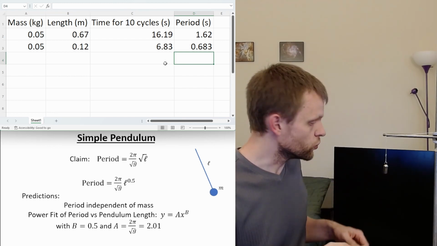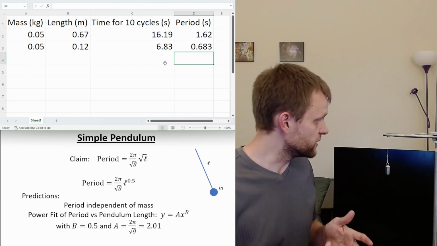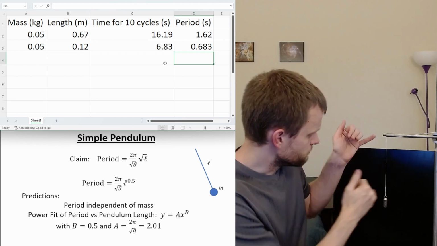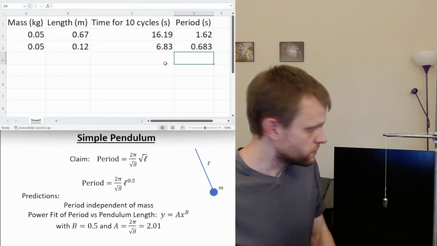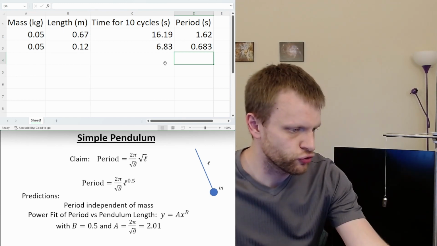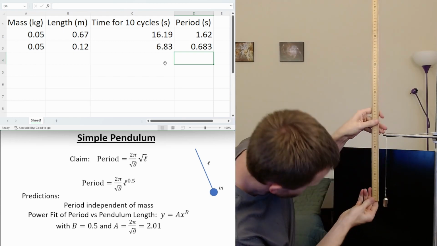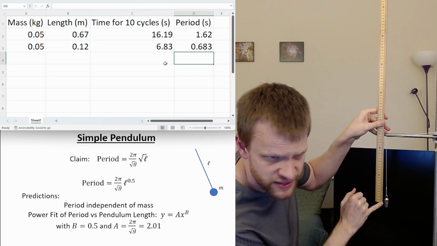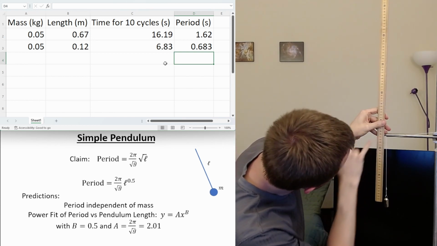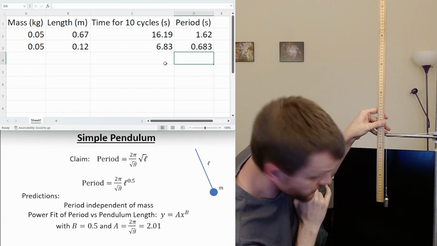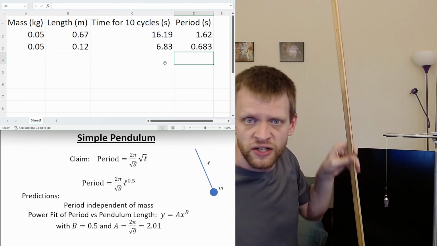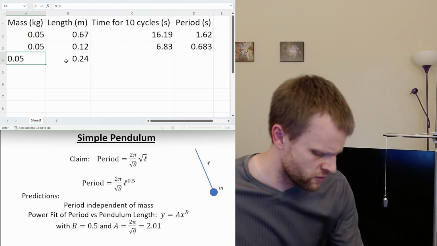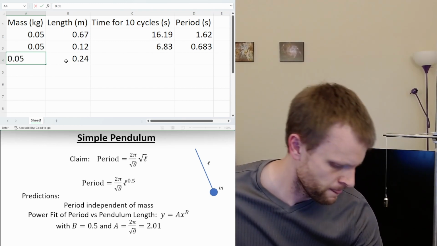Okay. So I'm going to switch up the length, and let's do another trial. Okay, so I increased the length of the string a little bit, and now the length of the pendulum, again, trying to get as close as I can to the center of that mass to here. Oh, that looks like that's 24 centimeters. Didn't actually try that, I was just adjusting that. So that is 0.24 meters. We're still using the 0.05 kilogram mass.